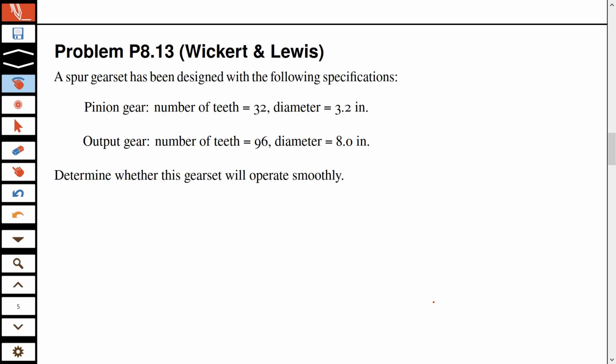Okay, the next question. We have a spur gear set, the simplest set of gears, that has been designed with the following specifications. You have a pinion gear and an output gear. On the pinion gear, the number of teeth is 32. So this is your NP, P is for pinion, and this is the diameter, which is DP. Now the output gear: this is NG because you write G for output gear, and this is DG.